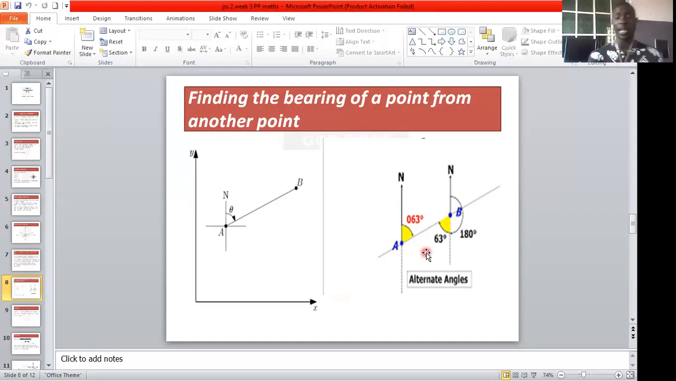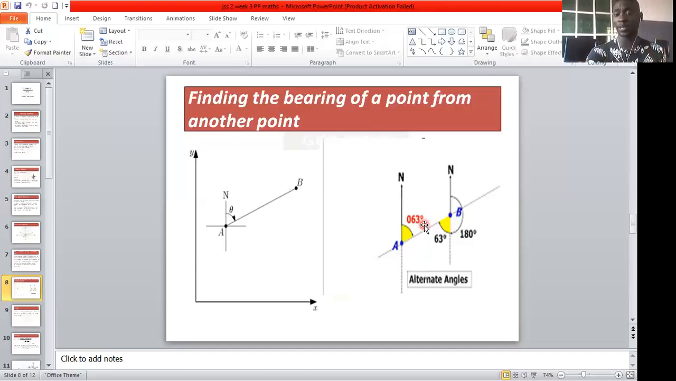So look at this now. Let us take an assumption. Assuming we are given 63 degrees from A. The angle formed from A is 63 degrees. The angle of B, the location of B from A, is 63 degrees. Now this 63 degrees falls between north and east. So you take 063, a three-figure bearing.